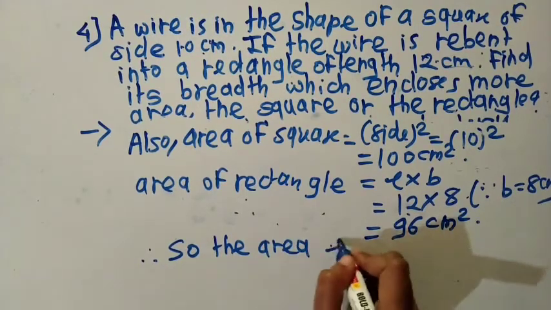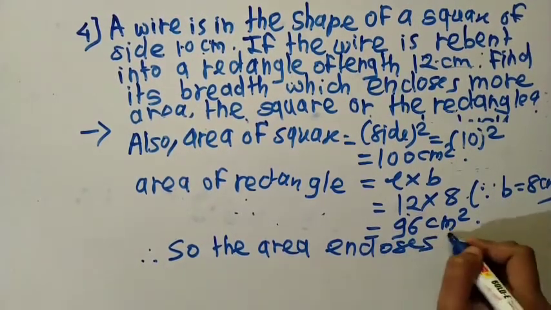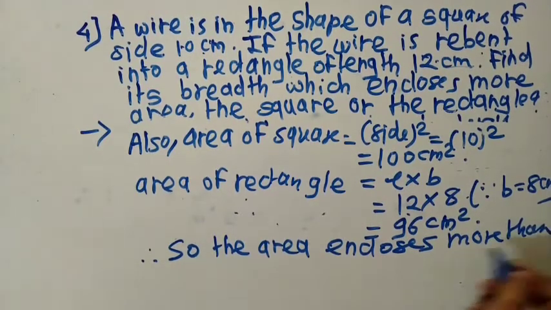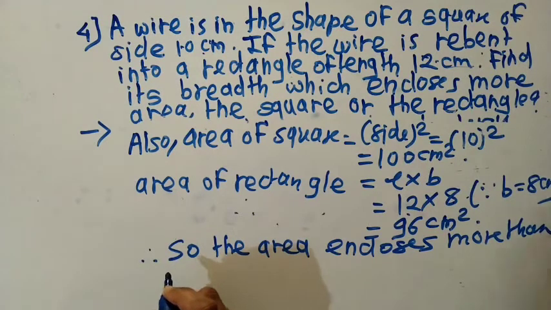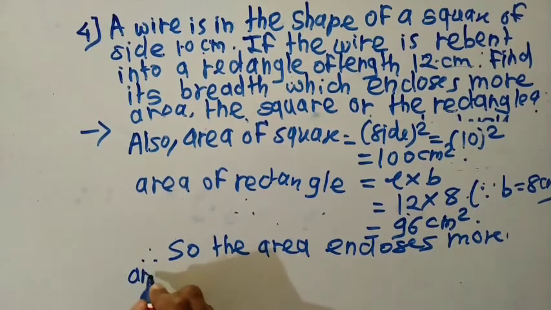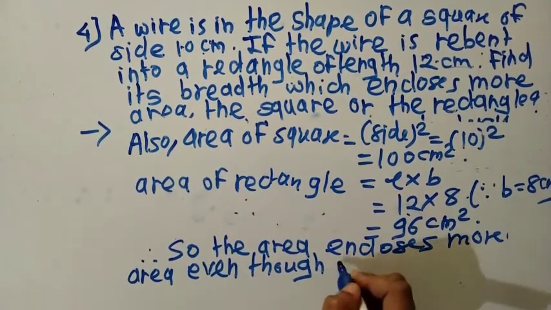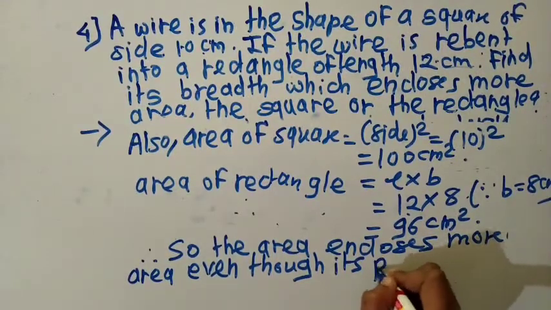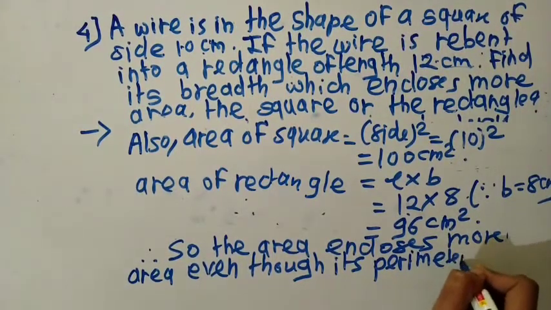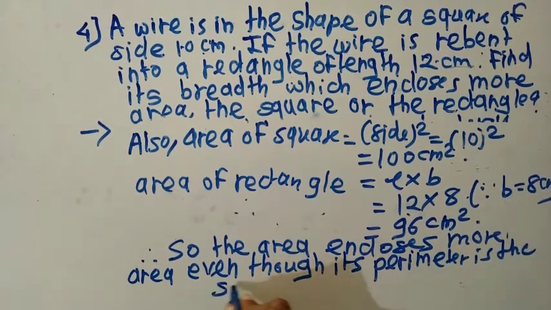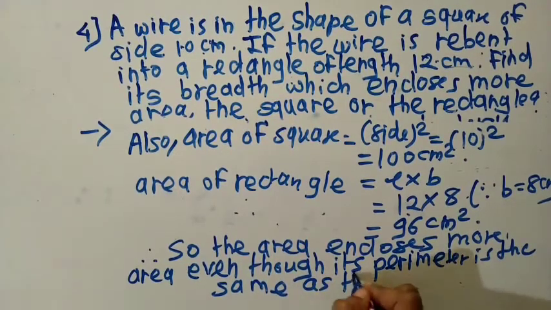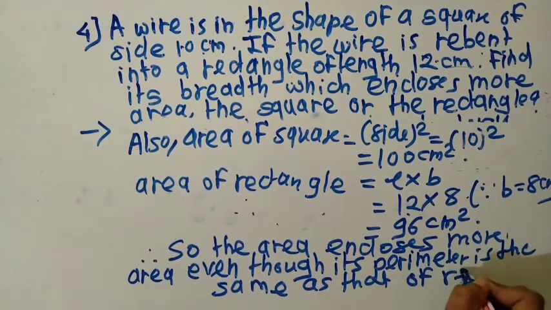So the square encloses more area, even though its perimeter is the same as that of the rectangle.